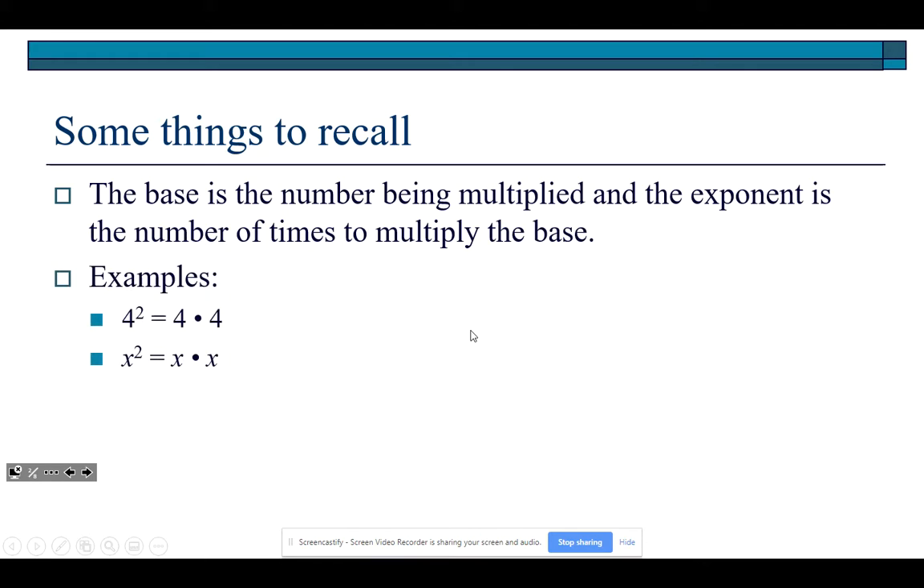A couple of examples here for you. If we have 4 squared, we're going to take 4 and multiply it by itself twice, 4 times 4. Same thing if we had a variable. Please keep in mind that nothing changes when you go from numbers to variables. The process is the same.